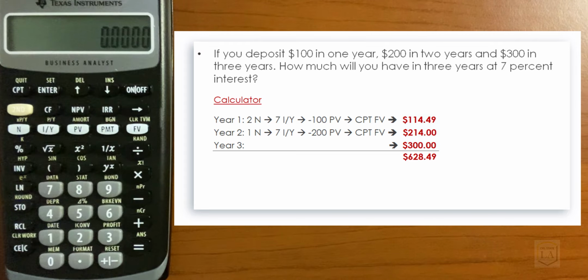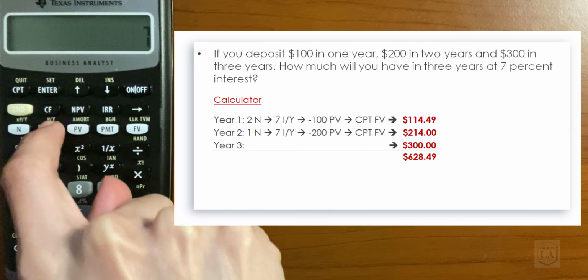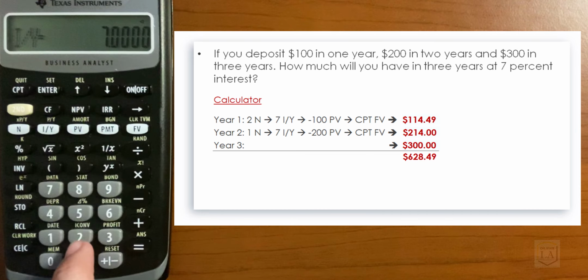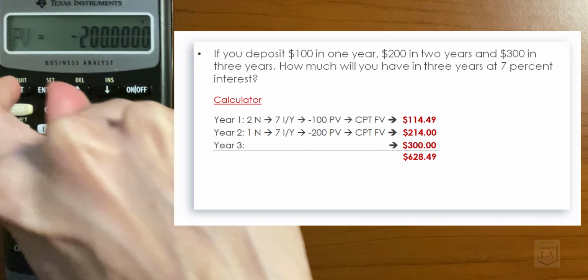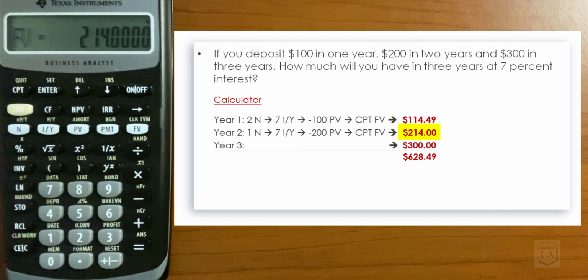So second year, you're going to deposit $200 in 2 years, which will sit there for 1 additional year until the end of the 3-year term. So 1 for your N, once again 7 for your I/Y, and now the present value will be 200 negative. And then with that amount, you want to compute the future value, control FV, and you should have 214 as your future value. So that will be the second year future value.